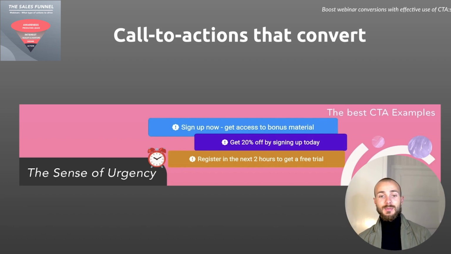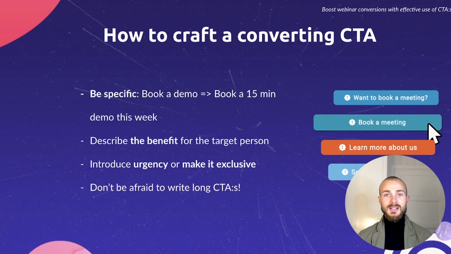So it could be sign up now to get access to our free bonus material, get 20% off by signing up to our product today, register in the next 2 hours to get this exclusive free trial, or something like that. I think that's a great one if you know how to do it and if you have the right offer that really feels like a lot of value for the attendees, and you've shown that throughout your webinar as well. But how do you craft a converting call to action?